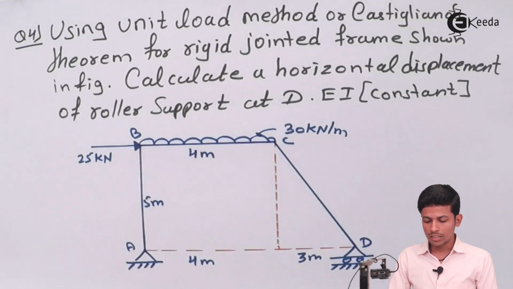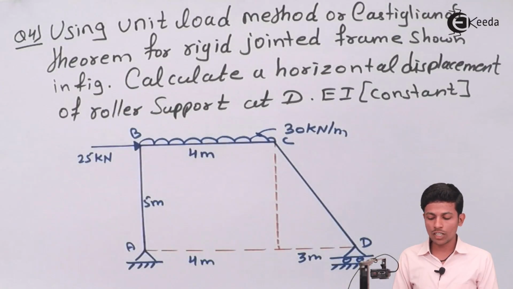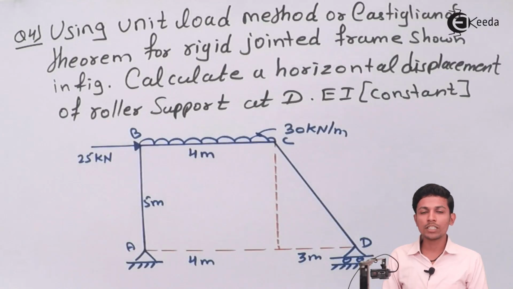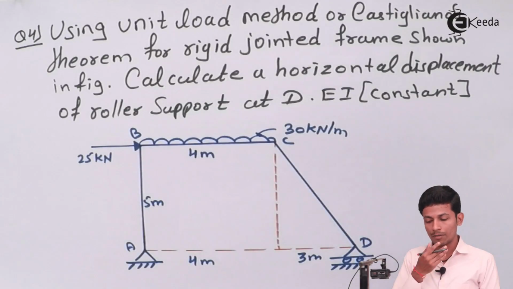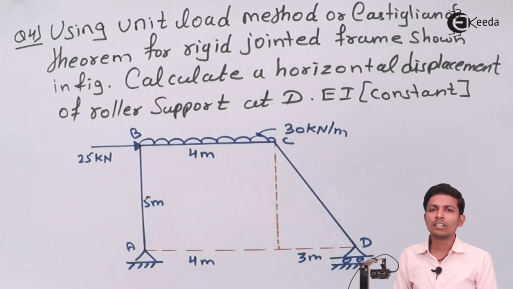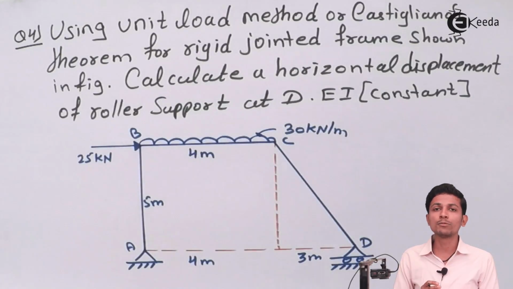Okay. Now see, this is the question given in the exam: using the unit load method or Castigliano theorem for the rigid jointed frame shown in the figure, calculate the horizontal displacement of the roller support at D. We have to find it for the roller support, with a 1 kilonewton load over here. And take EI as constant. It means if in the exam the value of EI is not given, you should keep the answer in terms of EI only. Your answer will be like this, for example 1.133 upon EI.